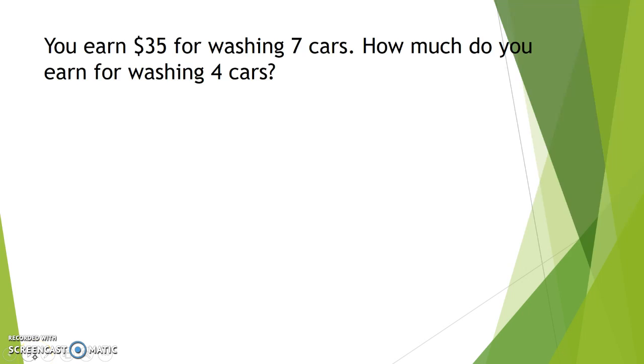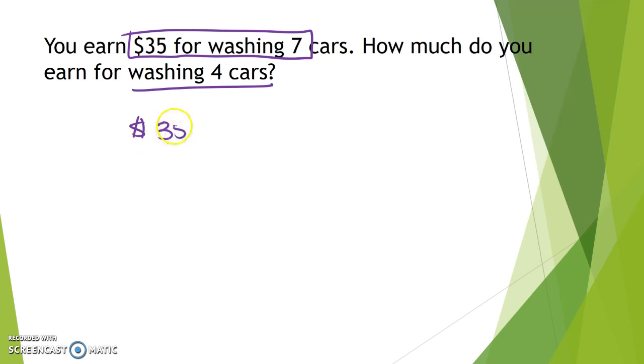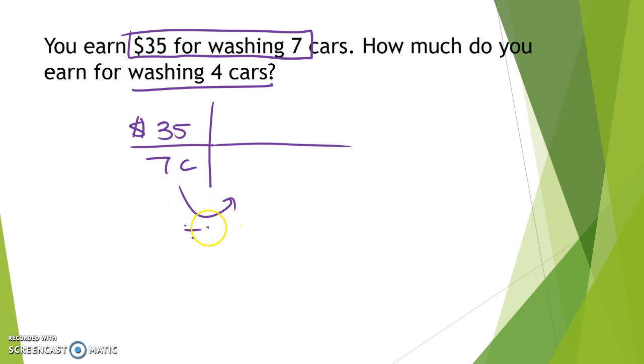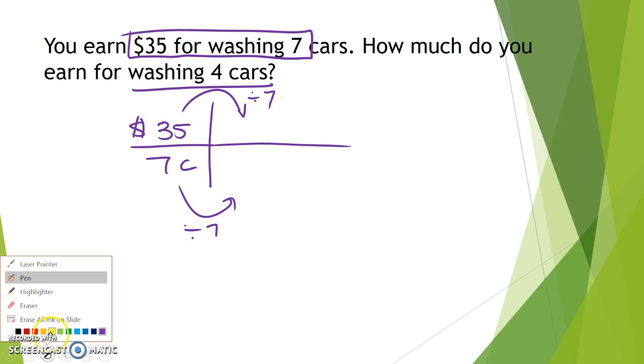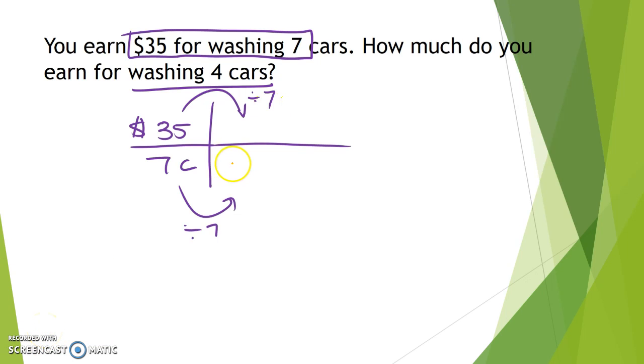Here it says you earn $35 for washing 7 cars. How much do you earn for washing 4? So it's $35 for 7. So I'm going to put that in a rate form, 35 for 7 cars. I want to know per 4 cars. Now if I think about it as a ratio table almost, to get from 7 to 4, I'm not able to do that, but I can divide by 7. And what that's going to do is give me, again, that unit rate. So I'm going to figure out per 1 car how much am I getting paid. So for 1 car, I'm getting paid $5.